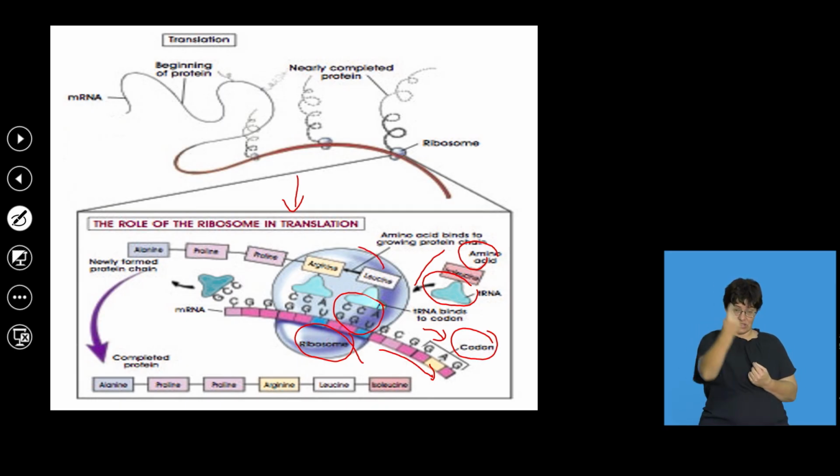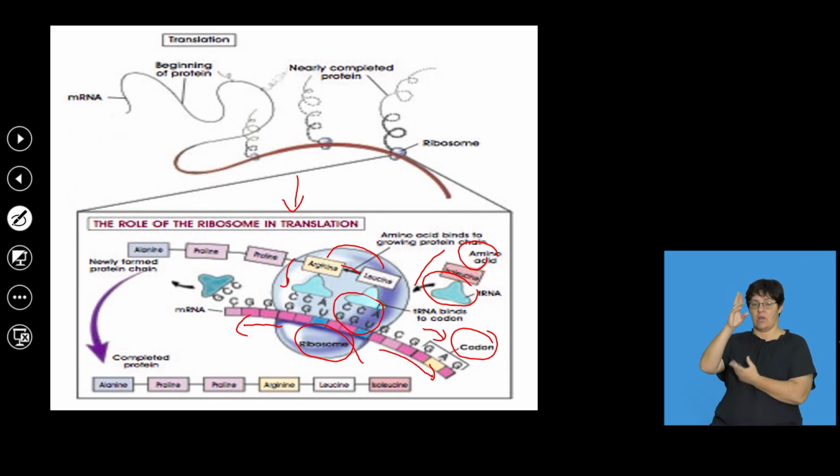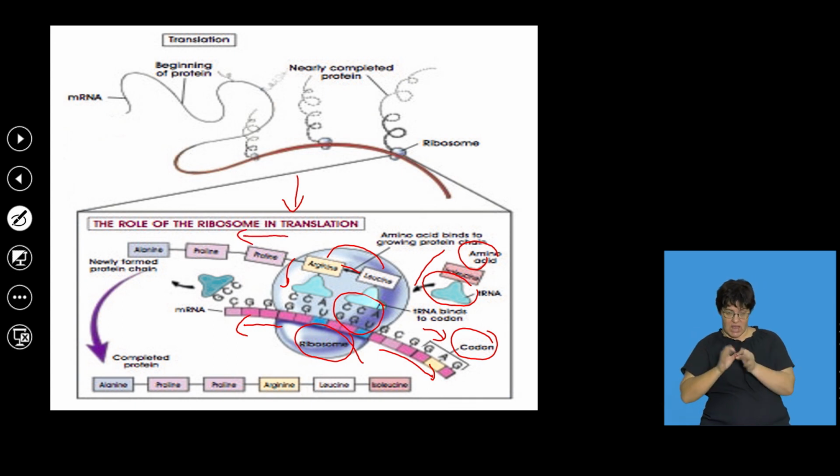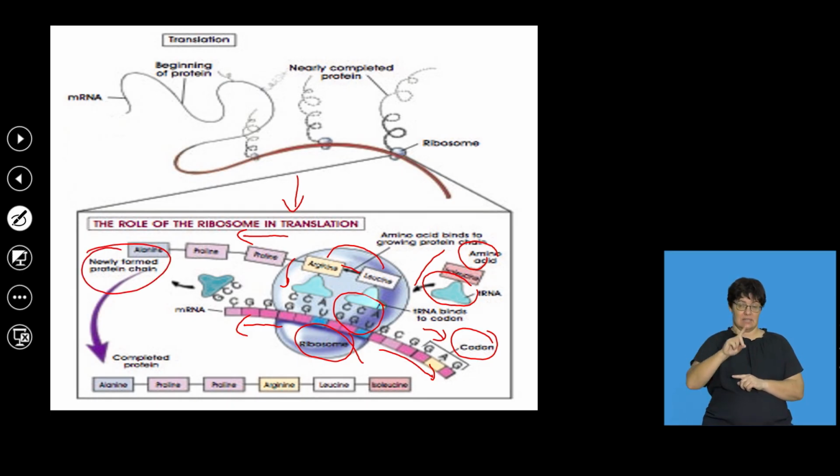Each amino acid that is brought in is connected to the previous one with a bond called a peptide bond. And this process continues where the ribosome reads the mRNA, bringing in tRNA molecules with amino acids, and the length of the amino acid chain continues to grow, eventually forming what we refer to as a polypeptide chain, and that is then compacted and configured into a protein molecule.